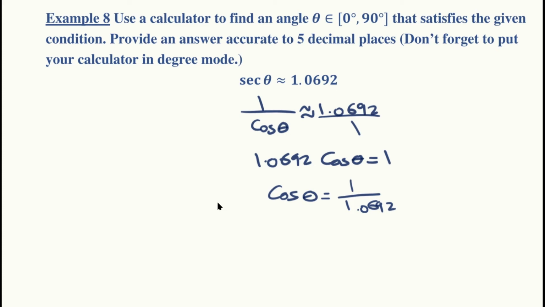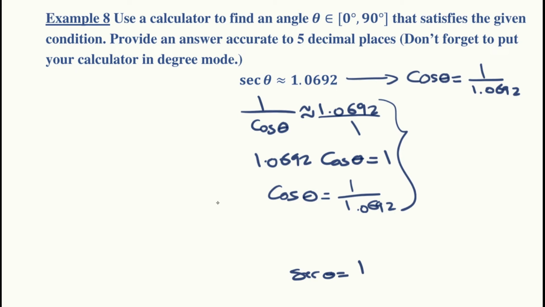Now I did all that work because I wanted you to see it at least once why this happens. But normally when you see this, you can jump directly to this. You can say, oh, since the secant of theta is that, the cosine of theta is just the reciprocal of that, 1 over 1.0692. So we can really skip all that now that we understand that relationship. Remember, secant of theta equals 1 over cosine theta, and cosine of theta is equal to 1 over secant of theta as well.